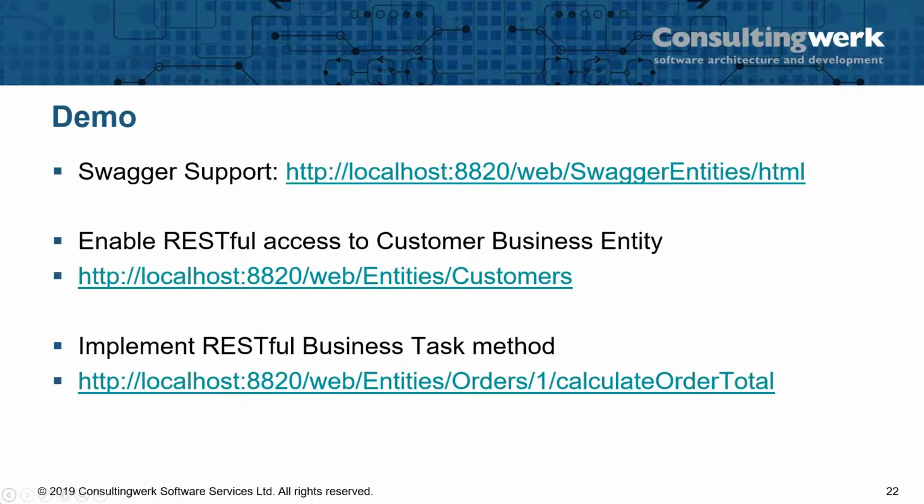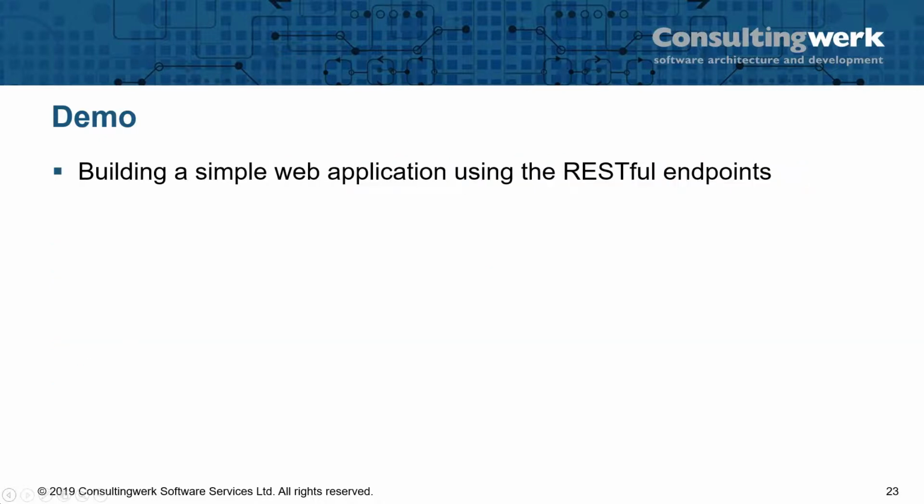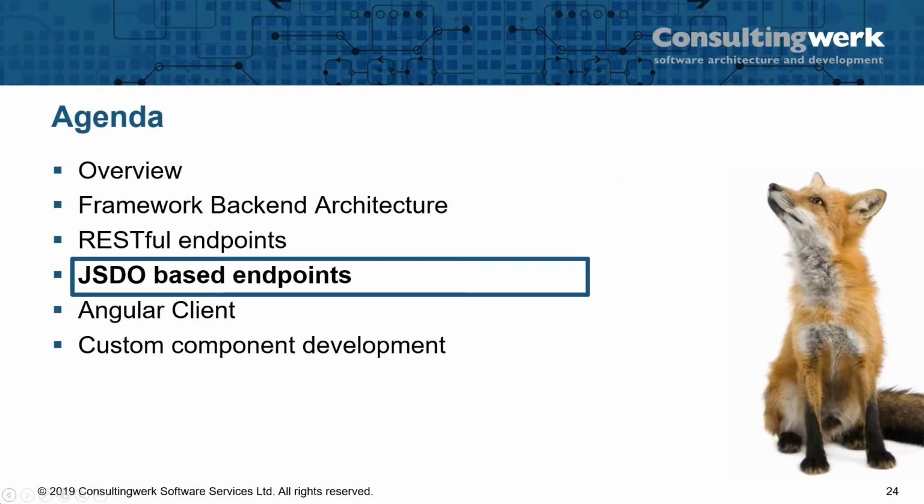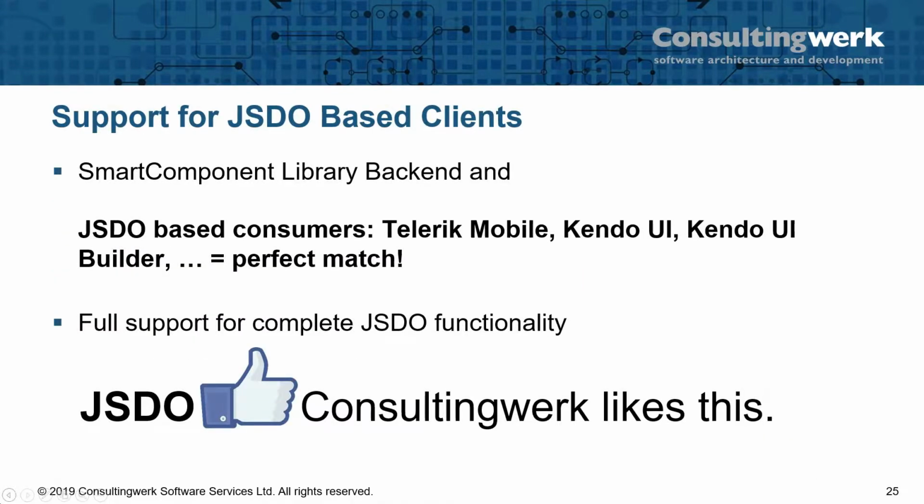Thanks, Radu. Okay, so that was this demo. So now we come to the JSDO-based endpoints. The JSDO is a JavaScript library provided by Progress, or nowadays it's actually a TypeScript library, TypeScript being a more modern object-oriented language that can replace JavaScript.